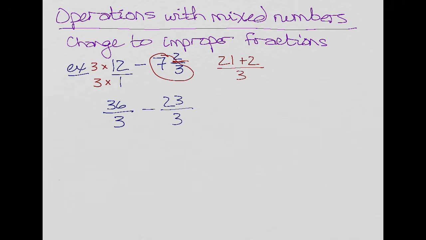Now I'm subtracting fractions. They have the same denominator. We know how to handle those. I'm going to subtract on the top. 36 minus 23 is 13. And we keep the common denominator. We started with mixed numbers, so I want to end with mixed numbers also. I'm going to divide 13 divided by 3.